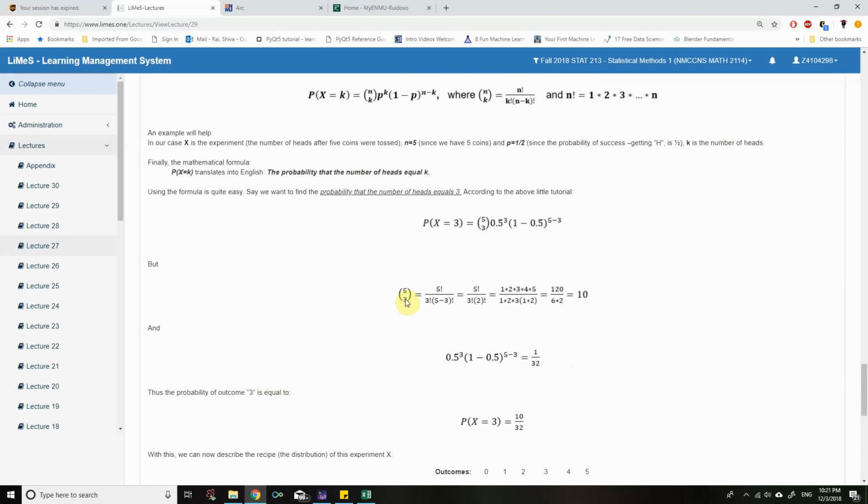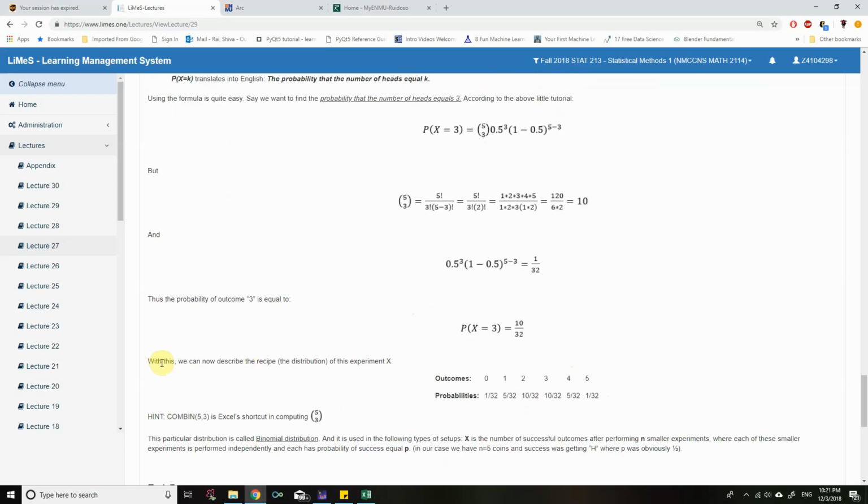Thus 5 choose 3 is 10, and this expression is 1/32. So the probability of outcome 3 is equal to 10 over 32. With this we can now describe the distribution of this experiment. Getting 0 has probability 1/32, getting 1 has probability 5/32, 2 is 10/32, 3 is 10/32, 4 is 5/32, and 5 is 1/32. So these are the probabilities and these are the possible outcomes.